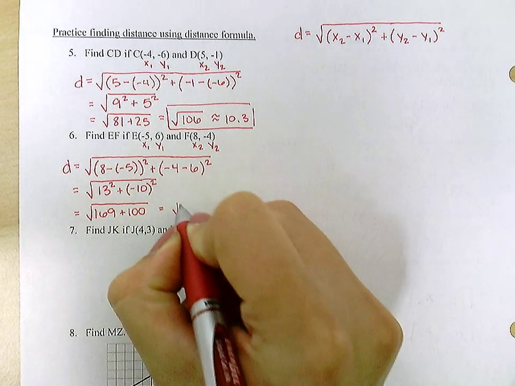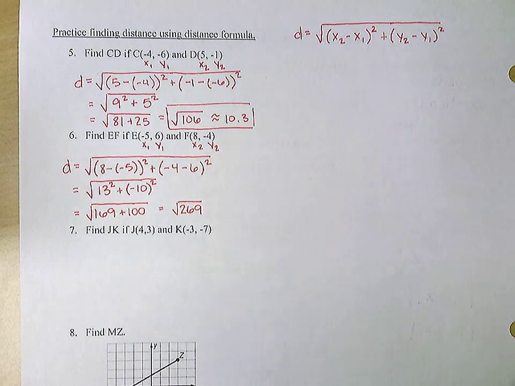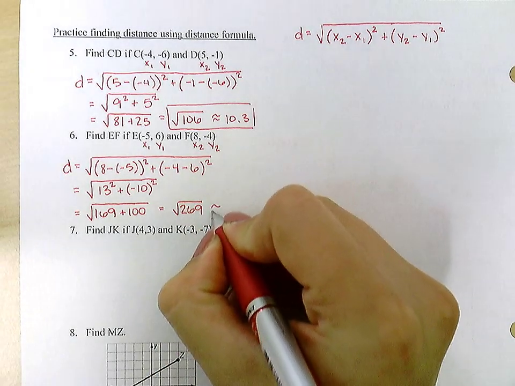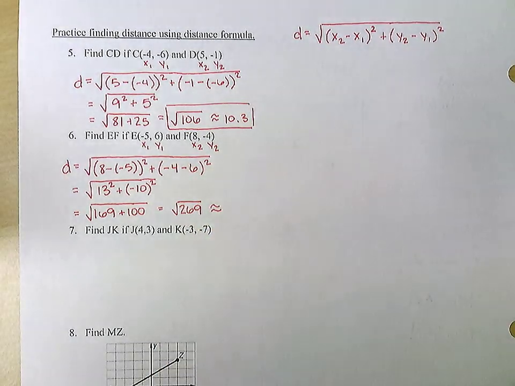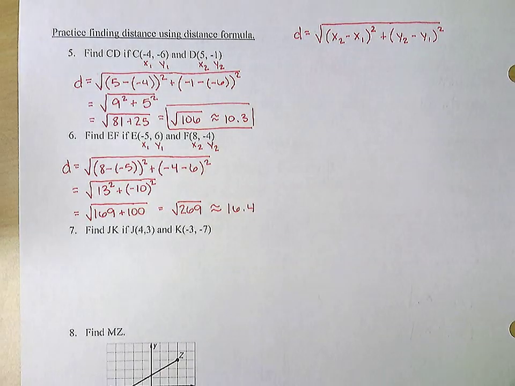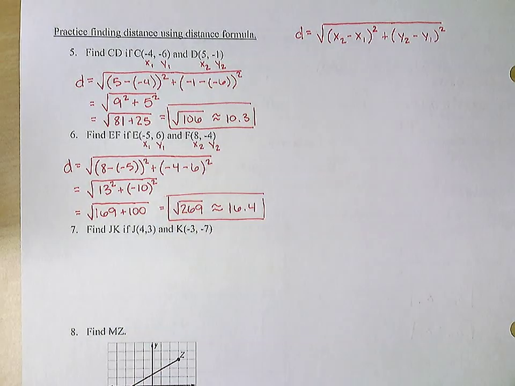Then I just add those together to get the square root of 269. Again, that one can't be simplified. I tried, it doesn't work. So I can leave it like this, or if I want to, I can put it in my calculator to get an approximation. And that is about 16.4. But again, you could write either. Questions?